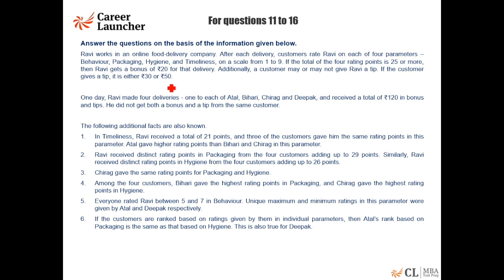Ravi works in an online food delivery company. After each delivery, customers rate Ravi on 4 parameters. These are the 4 parameters on a scale of 1 to 9. If the total of the 4 rating points is 25 or more, Ravi gets a bonus of 20 rupees for that delivery. Additionally, a customer may or may not give Ravi a tip. If the customer gives a tip, it is either 30 or 50 rupees.